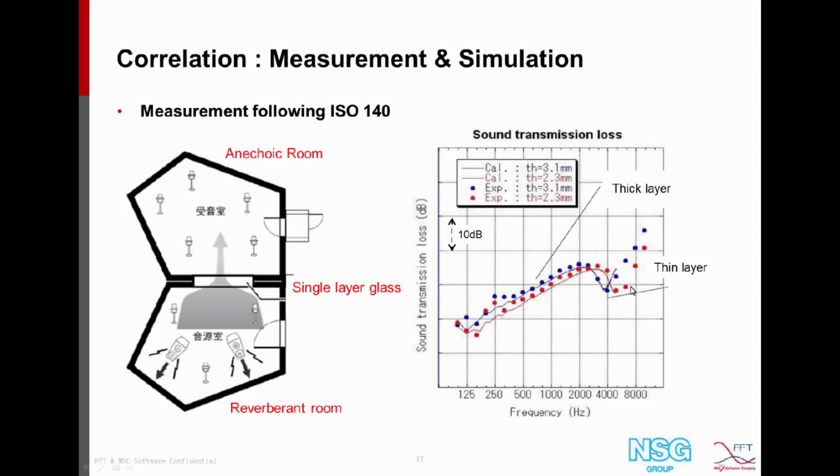And we can observe a shift in frequency and an increase in the TL that is made by different thickness values used. So this is typically the critical frequency that I mentioned in the TL curve.